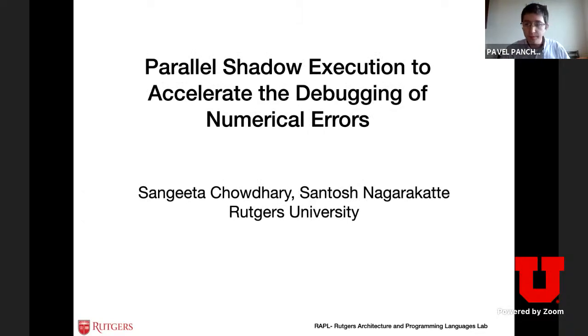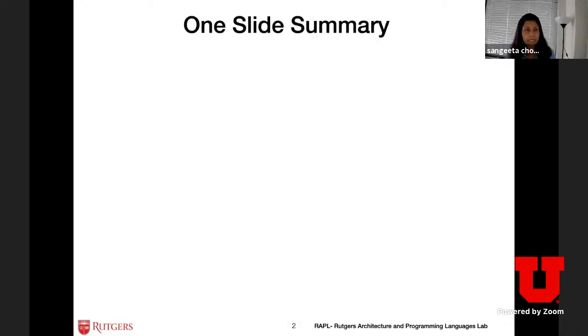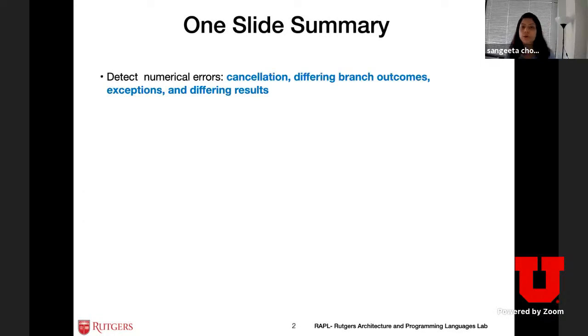Thanks, Pavel. Hello, everyone. I'm Sangeeta Chowdhary. I work in Santosh Nagar's research group. And today I'm going to talk about a cool strategy to run shadow execution in parallel. So let me start by giving a high-level overview of my talk. So why do we need another shadow execution tool? Floating point code is everywhere, and so are rounding errors. And we want to comprehensively detect numerical errors in floating point programs.